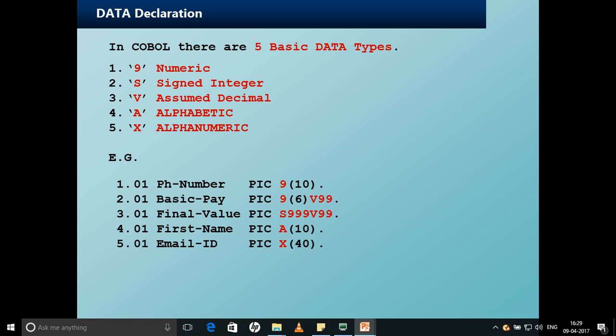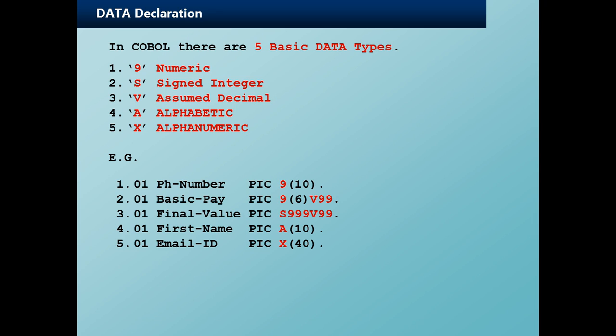In COBOL, there are 5 basic data types. 9 stands for numeric, S stands for signed. Although we discussed only 3 basic things, S is basically a signed integer, 9 is an unsigned integer. It comes only along with numeric. S and V come along with numeric, so that's the reason I clubbed all 3 and put them as a single one. The fourth one is alphabetic, the fifth one is alphanumeric, which can hold both numeric and alphabetic data.